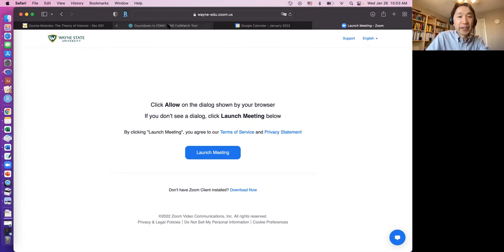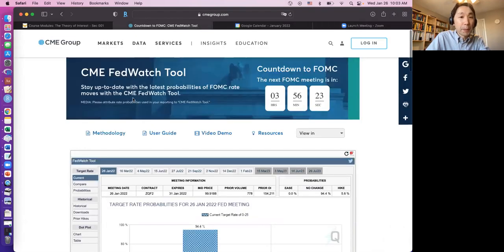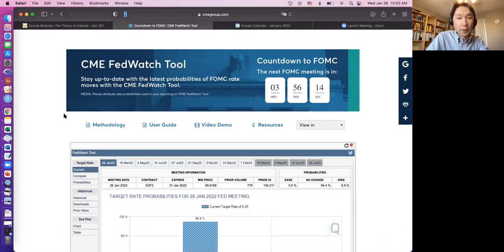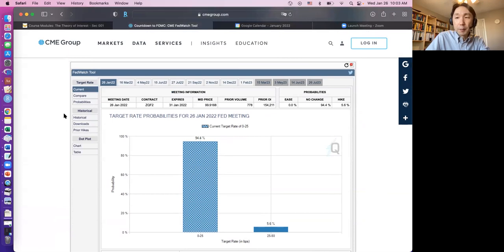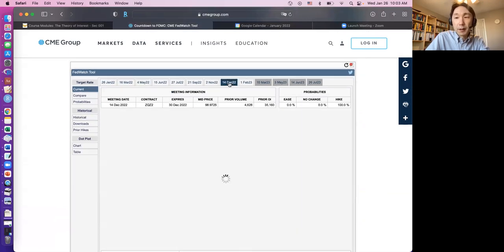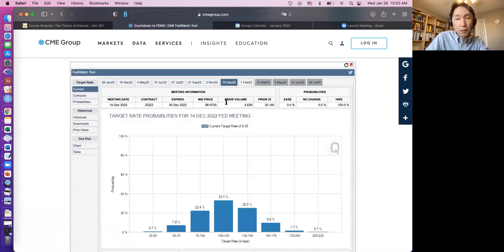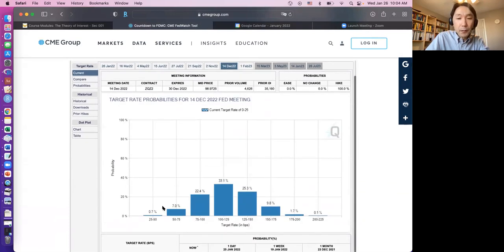So my suggestion is to see this website. The CME is the Chicago Mercantile Exchange. This is the Financial Futures Exchange. Based on the financial derivative prices, we can calculate the probability of interest rates in the future. For example, December, maybe this year, almost 1 year from now. We can see this is the forecast based on the financial derivative prices.